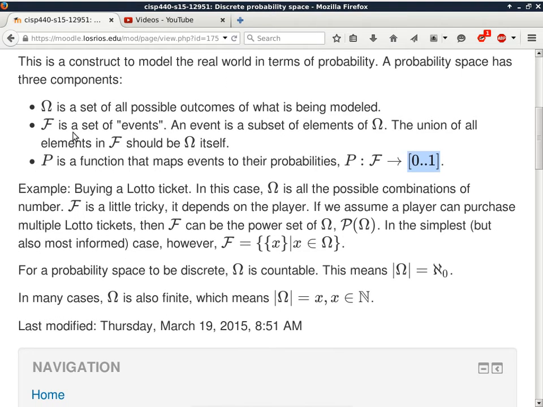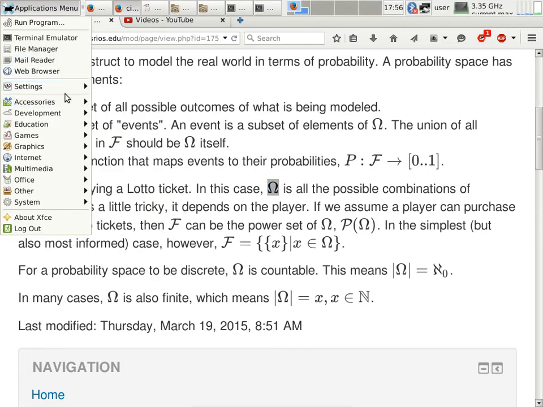So the example that I have here is buying a lotto ticket. In the case of a lotto ticket, omega is going to be all the possible combinations of the lucky number. So that's the entire space. Those are all the discrete possibilities out of buying a lotto ticket. F is a little bit tricky in this case because it depends on how you want to play the game. If you are only interested in the probability of buying a single ticket, then we are only considering singleton elements in F.